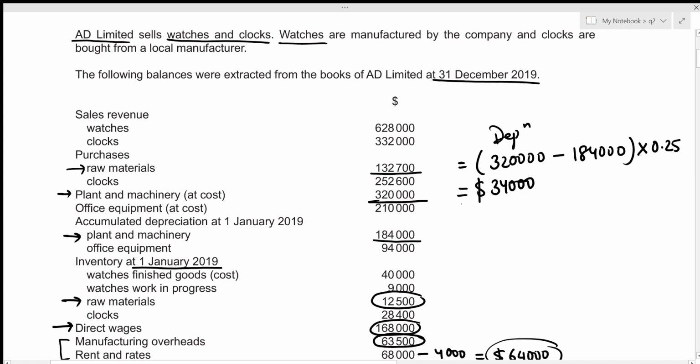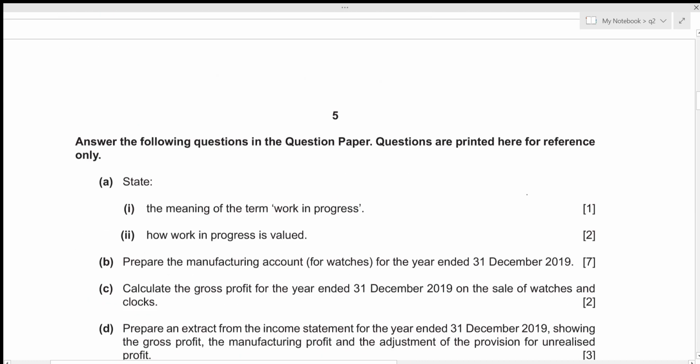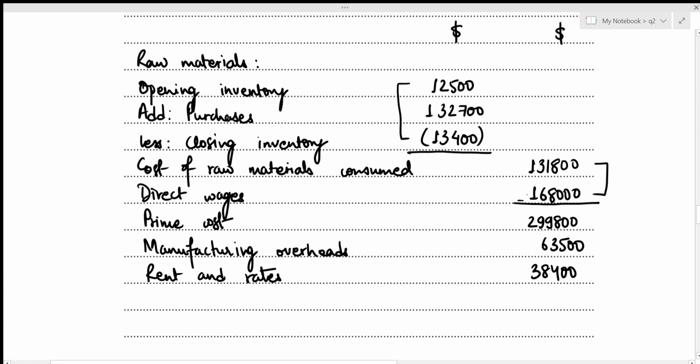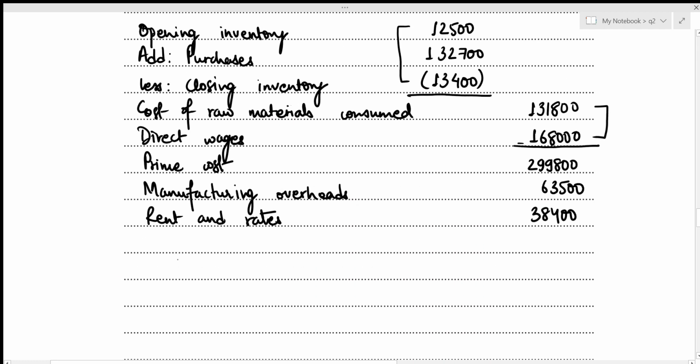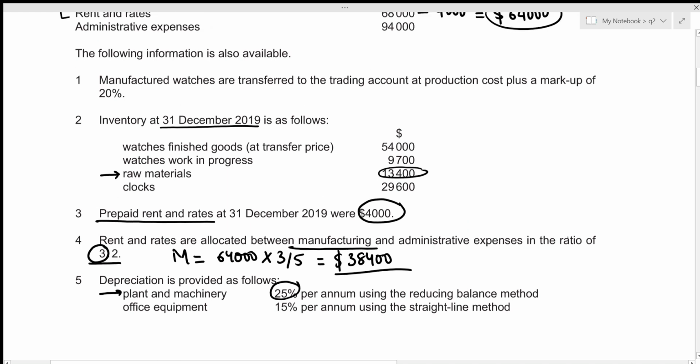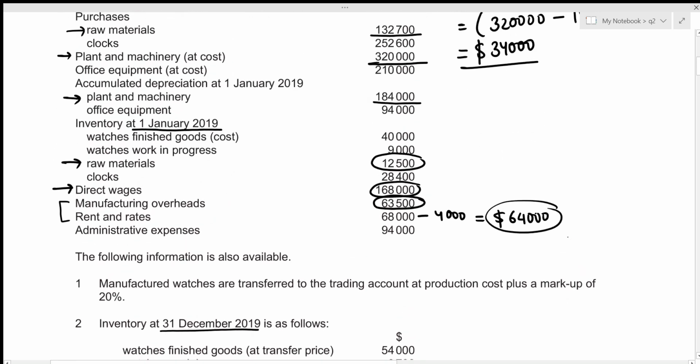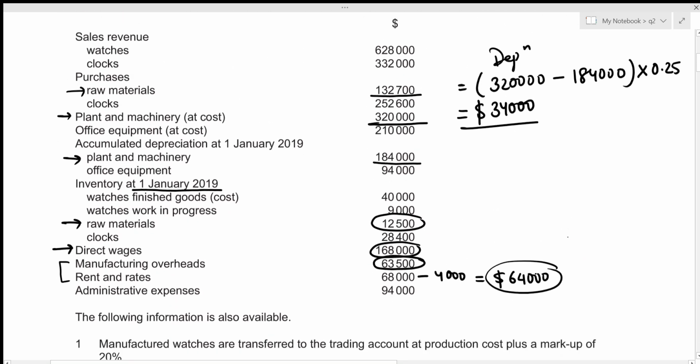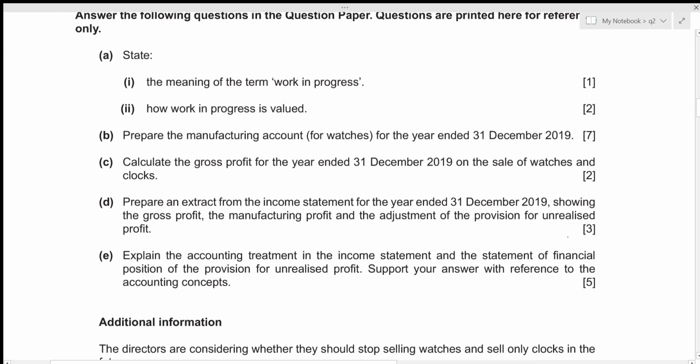Again, this is a factory overhead, so let's include it in our manufacturing account. And that is depreciation on plant and machinery with the value 34,000. Again, let's have a look above to see if there is any other indirect factory overheads. Okay, I think we've included everything, so now we can figure out the total of the prime cost and the factory overheads.